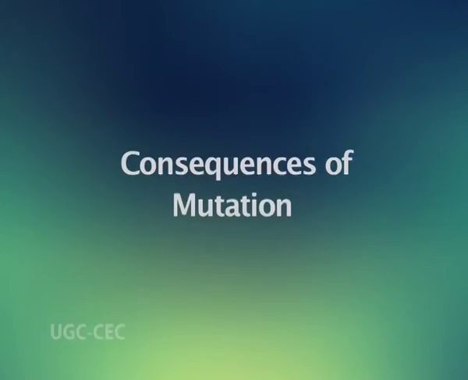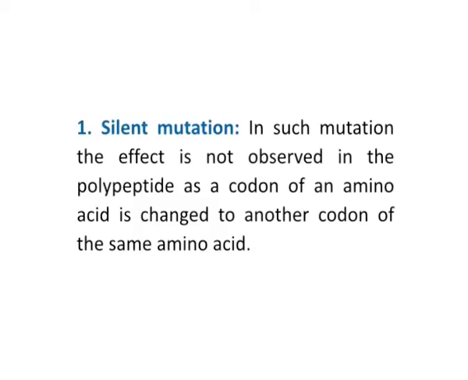In order to understand mutation, let us look at the consequences of mutation. Mutation alters the codon of a gene and directly affects the polypeptide that is the product of the gene. In single base mutation, there can be numerous outcomes. Silent mutation: in such mutation, the effect is not observed in the polypeptide as the codon of an amino acid is changed to another codon of the same amino acid.